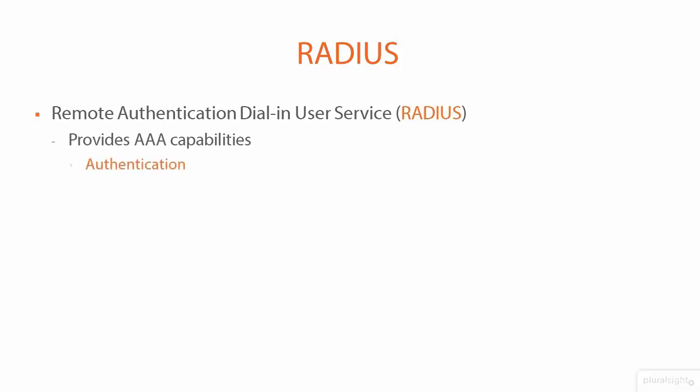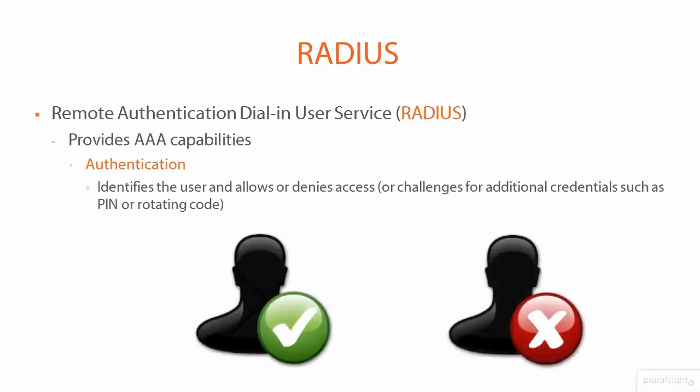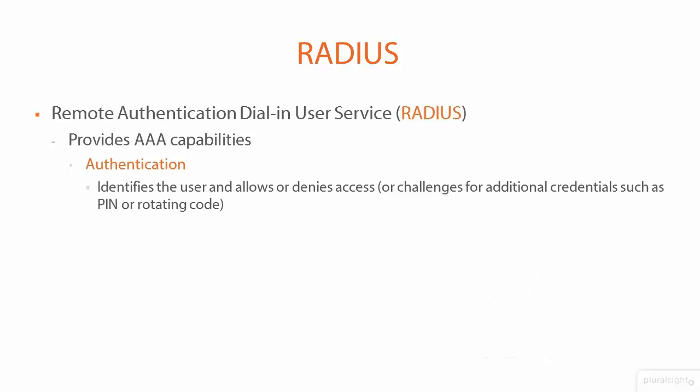It provides authentication, and authentication identifies the user and allows or denies access, right? So that's what I talked about before. We're going to identify that user and either allow them or deny them access. And we can also challenge for additional credentials, right? A two-factor authentication, such as a PIN or a rotating code. They may have a key fob or a dongle.